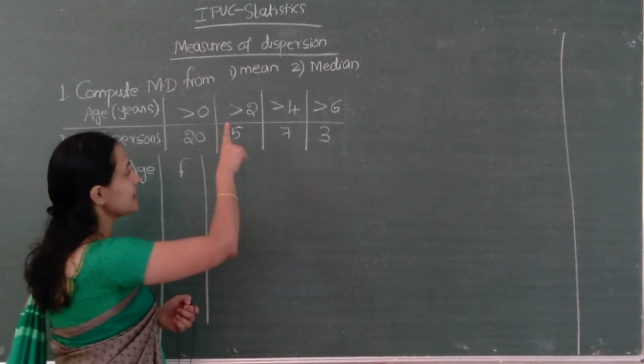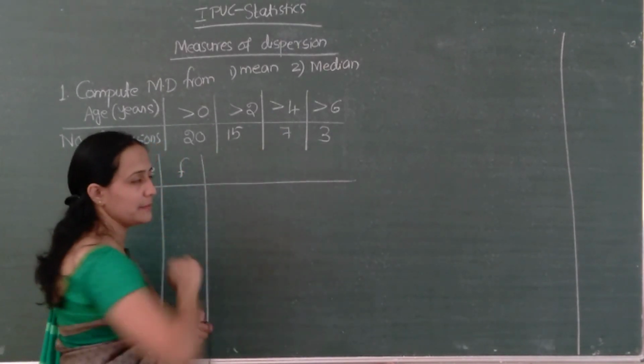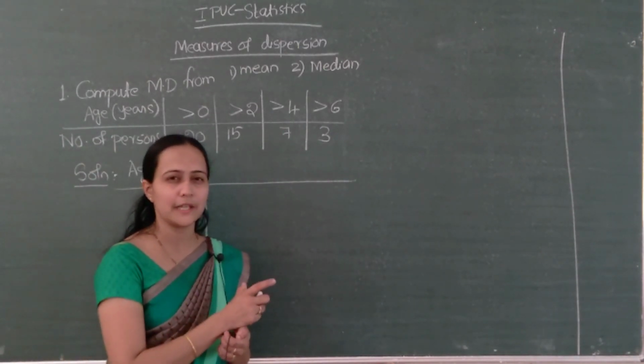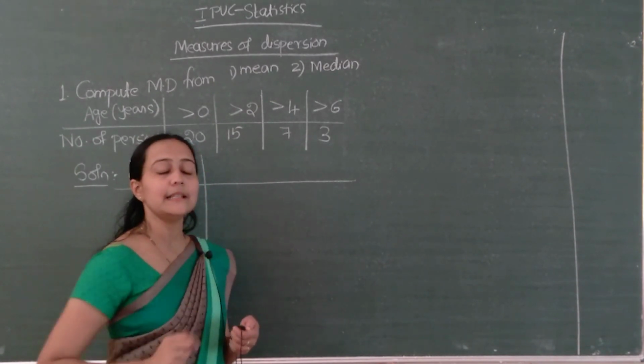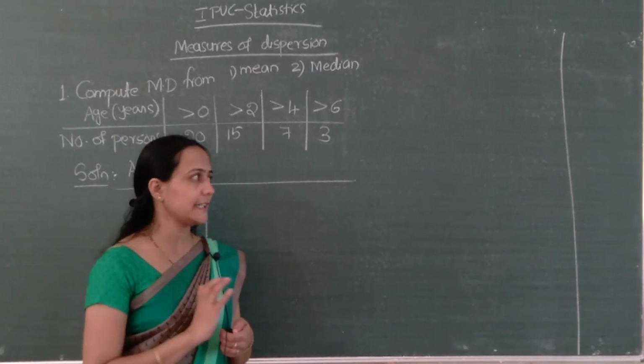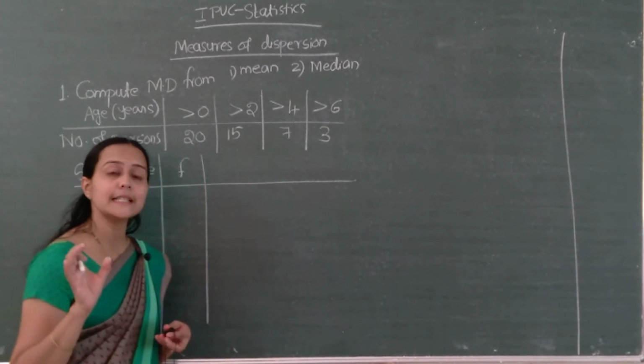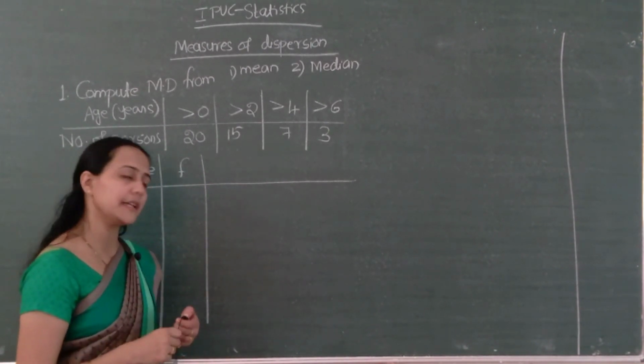Next, mean deviation from mean itself. We have to compute mean and median both. We will do it in one table itself. So construct the required columns for that, no problem. Before that, first we will convert it into class intervals and frequencies.